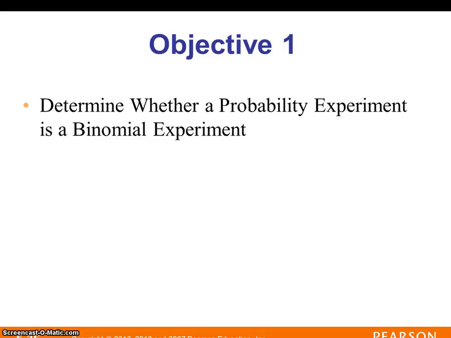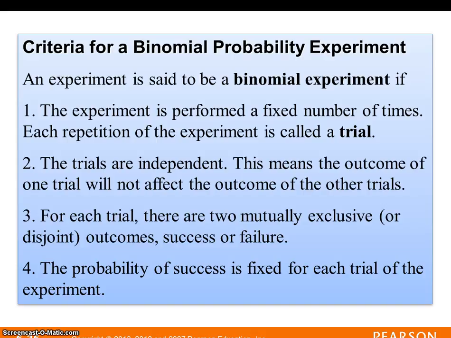So let's look at objective 1, determine whether a probability experiment is a binomial experiment. What does it mean to be a binomial experiment? To be a binomial experiment, it has to satisfy the following 4 criteria. The experiment is performed a fixed number of times, so that means you don't do it until something happens. You say, okay, I'm going to do this experiment 100 times or 50 times, and that's how many times you do it. It's not like you flip a coin until you get heads and then you stop.